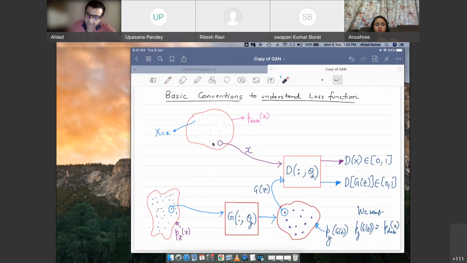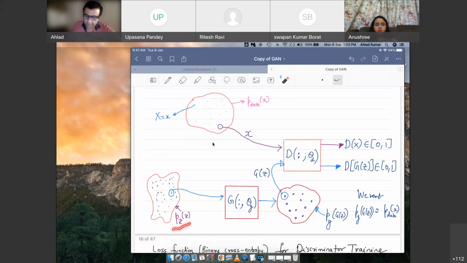What we were earlier writing as capital D, I'm now writing as P data X. This is the random variable capital X, which takes a sample small x from this distribution P data X. And then we have Pz of Z, which is the distribution from where we are taking the small random variable Z, which we are picking up from there.